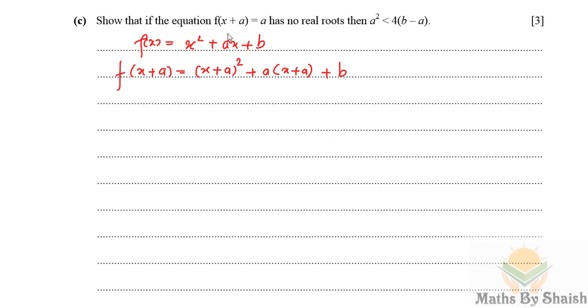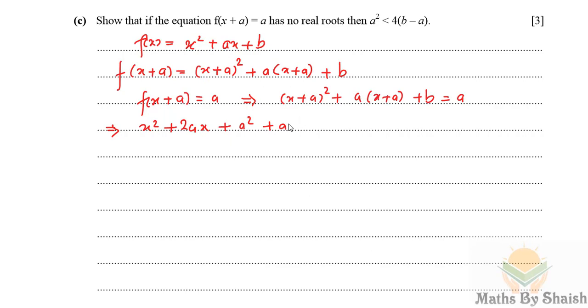Now, given that this has no real solution, we'll solve this. According to this, f of x plus a is equal to a, which means (x plus a) whole square plus a times (x plus a) plus b is equal to a. We'll write the quadratic form and expand it. It is x square plus 2ax plus a square, then ax plus a square, plus b minus a is equal to 0.